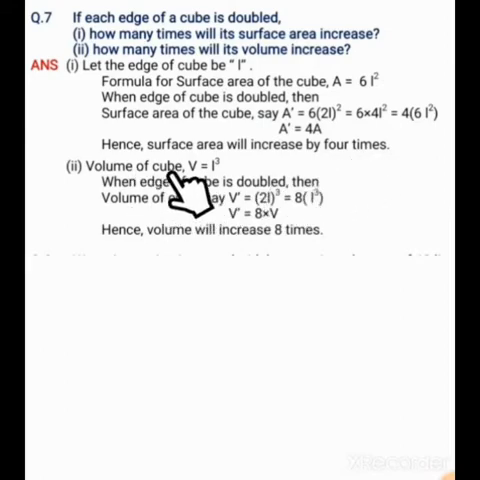Now the volume of the cube, V, equals L cube. When the edge of the cube is doubled, the volume, say V dash, is (2L) cube. 2 2s are 4, 4 2s are 8, that is 8L cube. So 8 multiply V. Hence the volume increases 8 times.